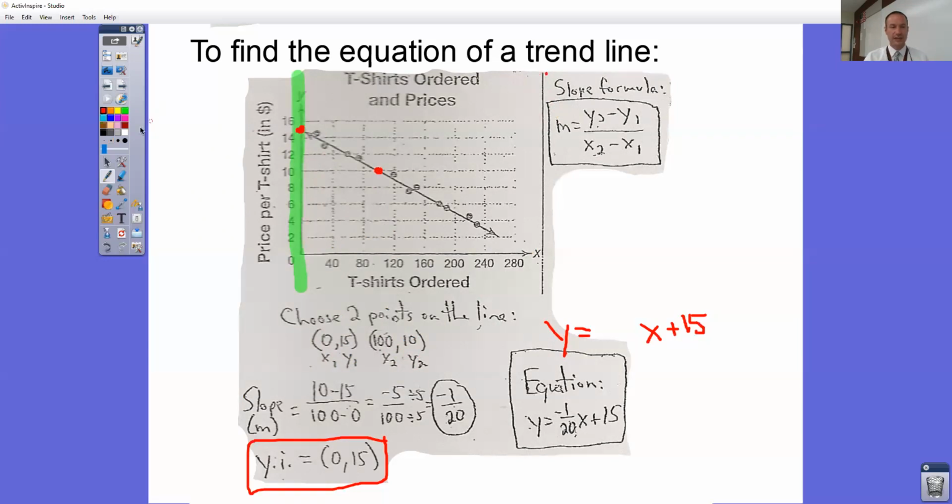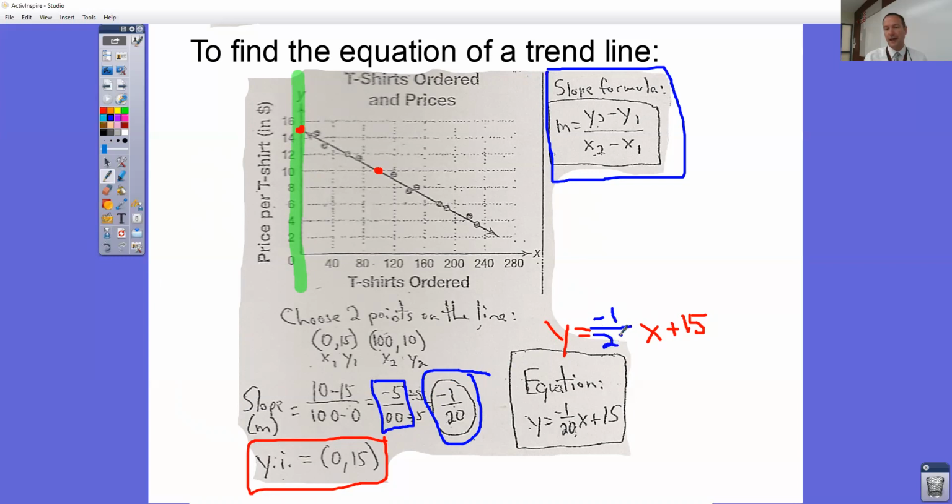Then what you need to do is sub them into your slope formula. If you think back to chapter 3 stuff, it is y2 minus y1 over x2 minus x1. So when we go to sub these into the formula, you would have 10 minus 15 over 100 minus 0. Subtract going across the top, subtract going across the bottom, we end up with -5 over 100. That -5 over 100, if we divide by 5 and divide by 5, would reduce to -1 over 20. That's your slope. That's the number that goes in front of your x for your equation.